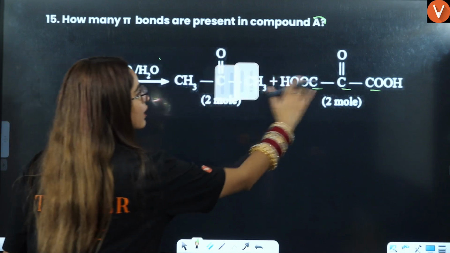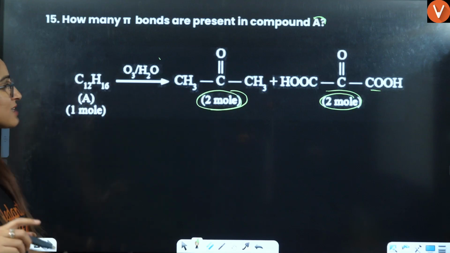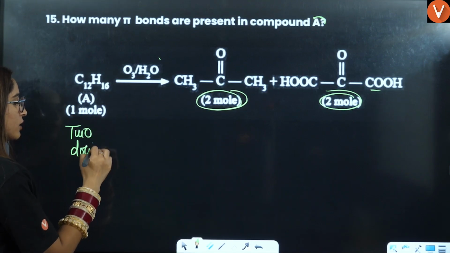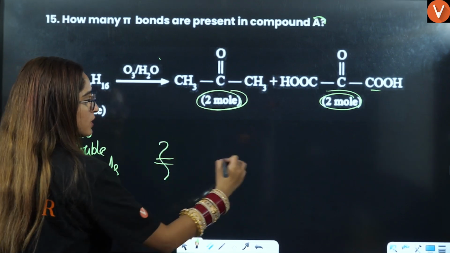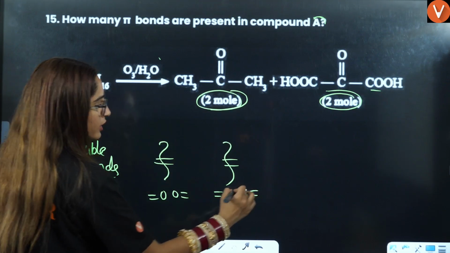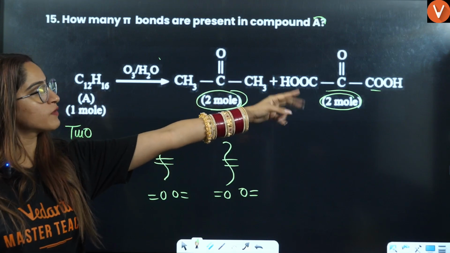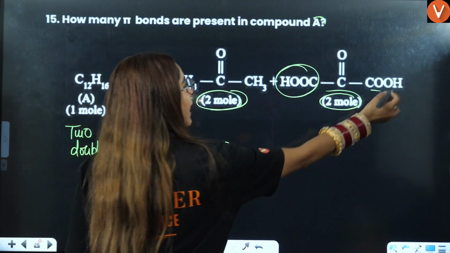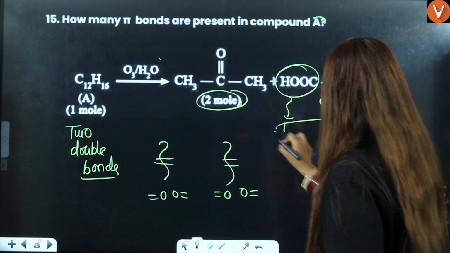That means, if we are saying that 2 moles of this is formed, 2 moles of this is formed, then in this molecule you have 2 double bonds. Those 2 double bonds will break and they will make 1 double bond O, 1 double bond O, 1 double bond O, 1 double bond O. That is why 2 moles of this means 2 double bond O, 2 moles of this means 2 double bond O. Already you have extra this and this, right? This is also 1, this is also 1, that means 2.